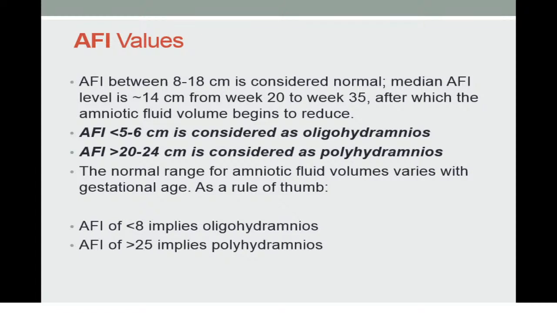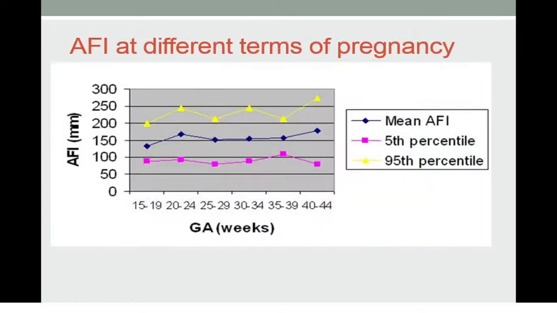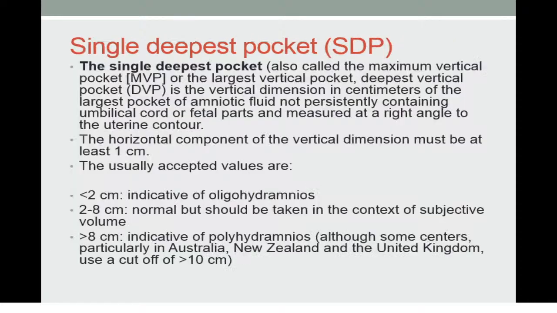The normal range for amniotic fluid volumes varies with gestational age. As a rule of thumb, less than 8 implies oligohydramnios, more than 25 implies polyhydramnios. Amniotic fluid index between 8 to 18 is considered normal. So you have to remember that there is a special table. The special table depends on the gestational age, because any gestational age may have its own normal range of amniotic fluid.